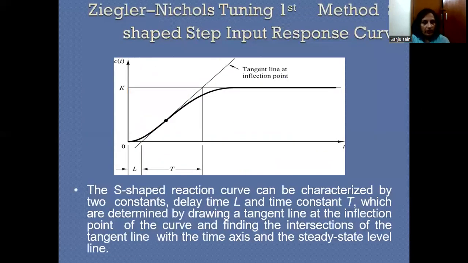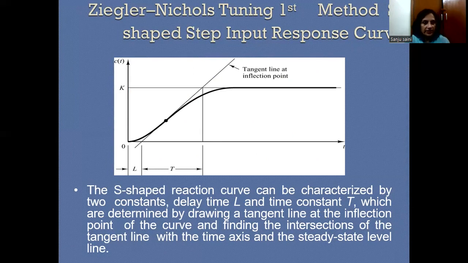So in order to get the tuning of the PID controller, that means in order to get the three parameters of the PID controller, that is the proportional gain, integral gain, and derivative gain, the most classical method that is used is the Ziegler-Nichols tuning method. So the first method is the S-shaped step input response curve method.